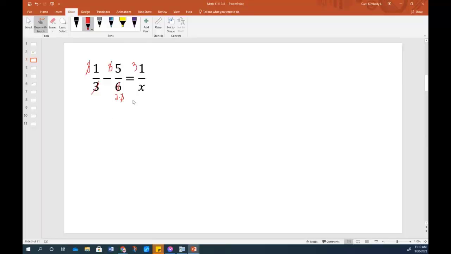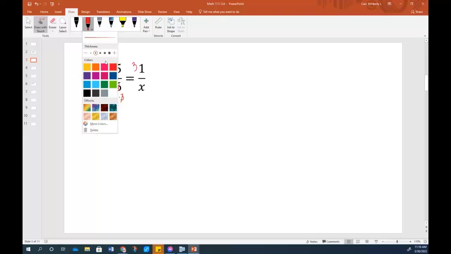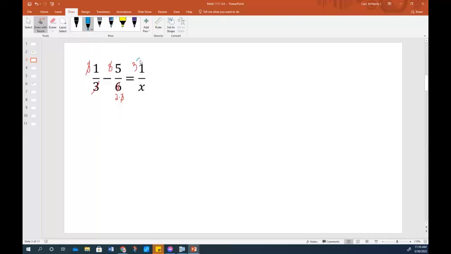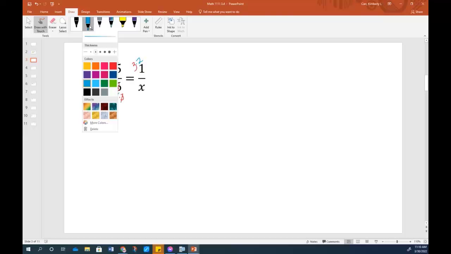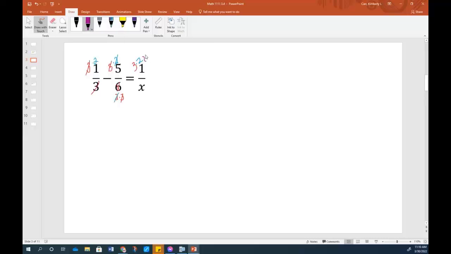But I haven't gotten rid of all my denominators. So I also need to multiply by a 2. And now this 2 will cancel. But as you can still see, I have an x there. So I'm going to multiply all of them by x. And now that x will cancel. So now we're good to go on the cleanup.